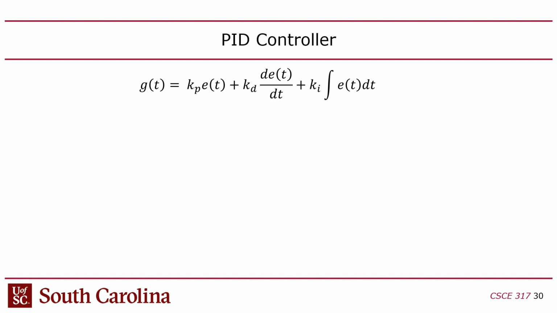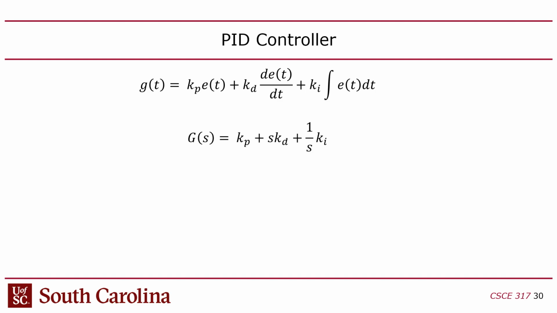This is in the time domain. In the time domain, I multiply the error by a factor, right? I multiply the first derivative of the error by a factor, and I multiply the integral by a factor, right? And the result of that is the output of the controller. This is just the controller block, right?